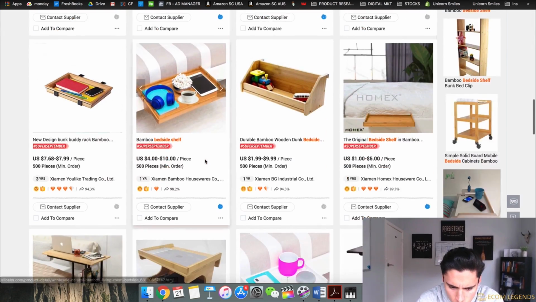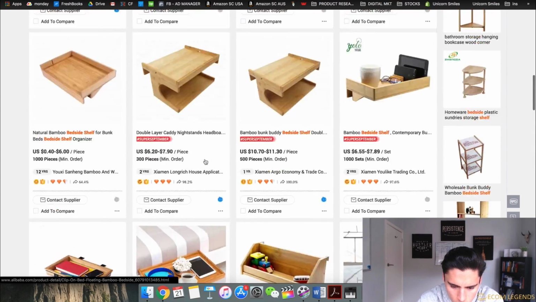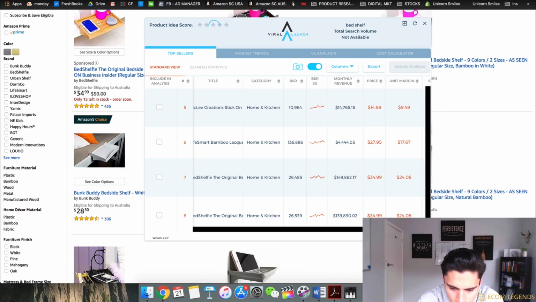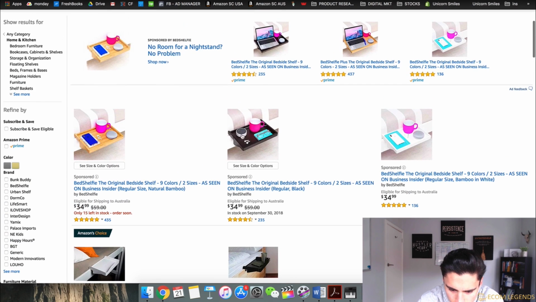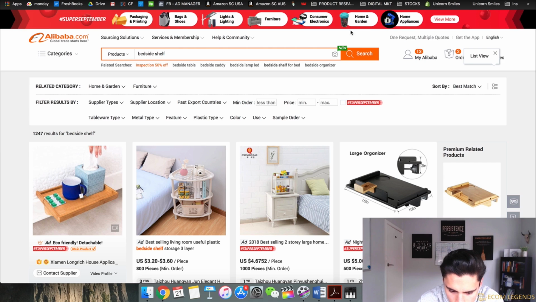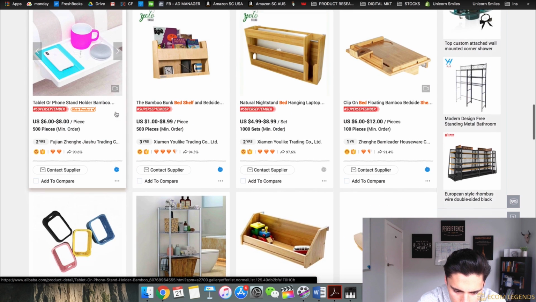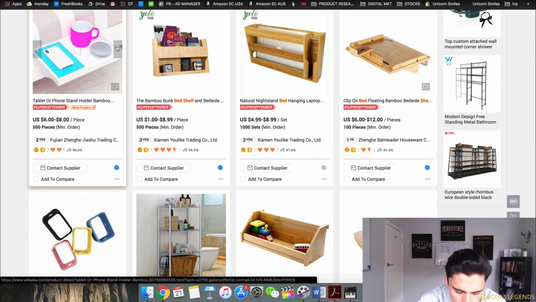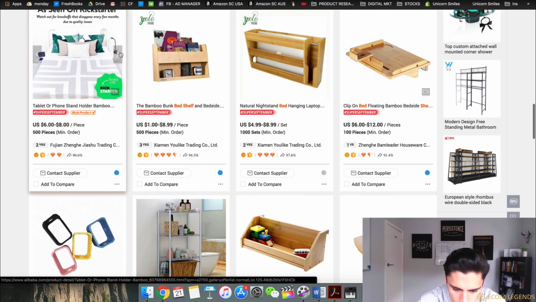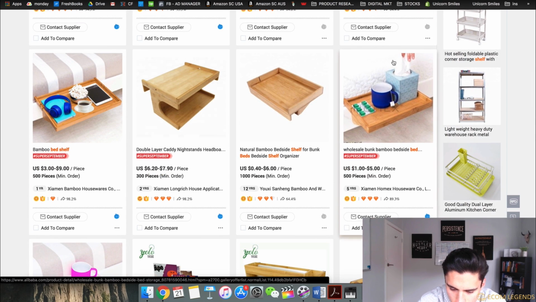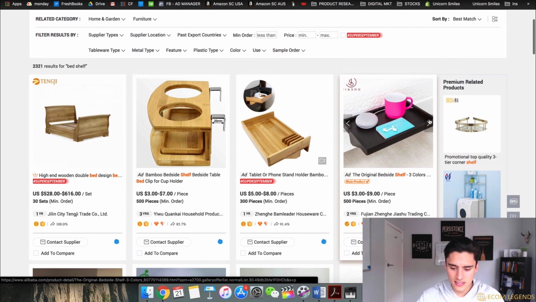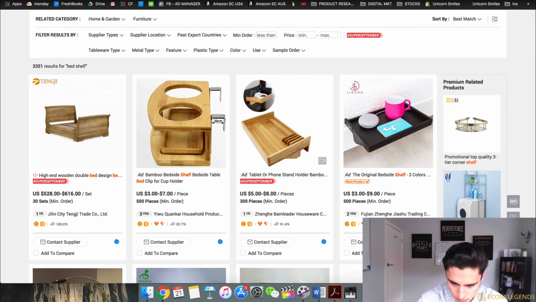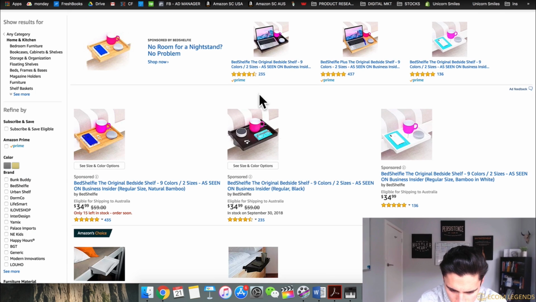So we want to look for the one that we were looking at, which is this one here. Let's just go and try to find it. So the one that we're looking for is black. Here we are, look at that. So that's exactly the same one that we were looking at on Amazon. Amazing. So selling for $34.99.